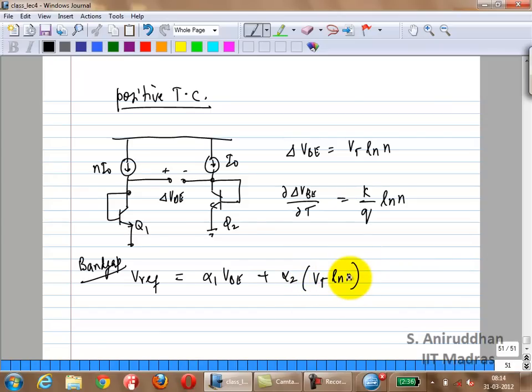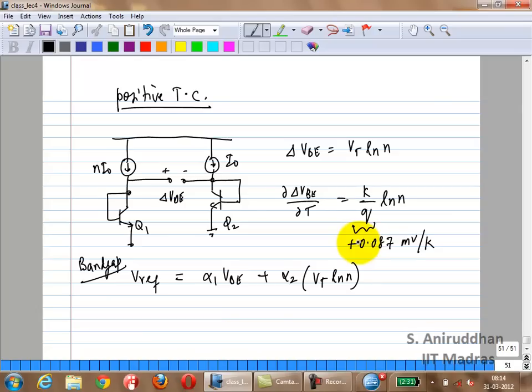Okay. First of all, what is this? So we don't know N, but we can definitely find out what this is. Okay, turns out this is ∂VT/∂T, right? At room temperature this will give you approximately 0.087 millivolt per Kelvin.